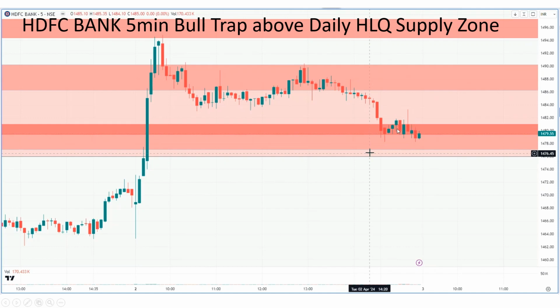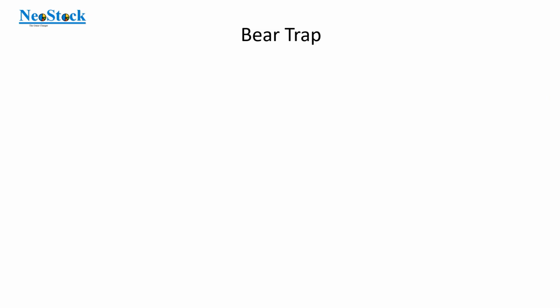But whatever it is, HDFC Bank has given 4.1% ROI during the intraday by using 1-minute trailing stop loss. So this is about the HDFC Bank bull trap. Now let's look into the bear trap.